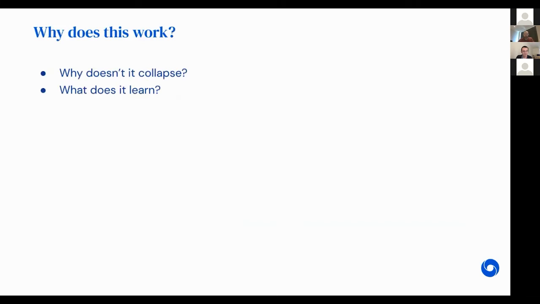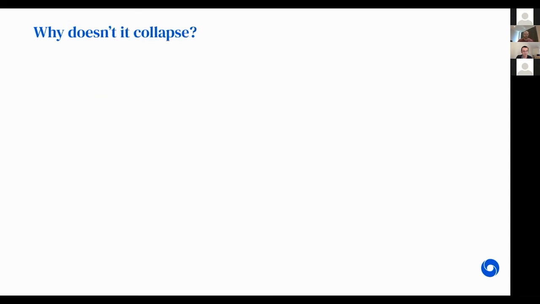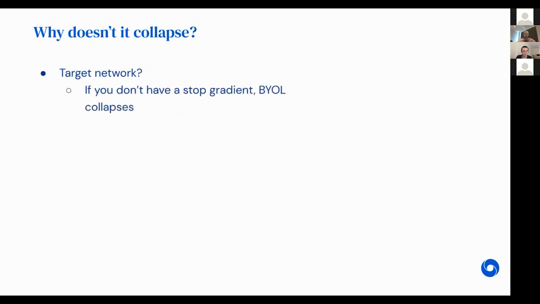And I think there's two sides to this question. First of all, why doesn't it collapse? Which I think we actually do understand pretty well. And then there's the other side of, what exactly is it learning? So first, on the question of why it doesn't collapse: a lot of people have identified the target network as one of the new things that's different from SimCLR. And it's certainly true that if you don't have a stop gradient, BYOL's representation is going to collapse. That stop gradient is quite important.